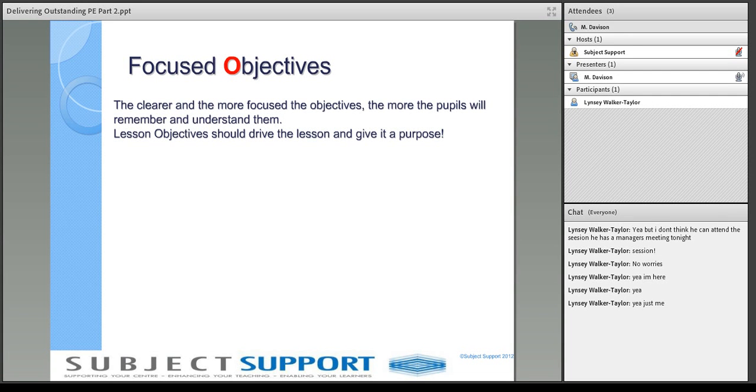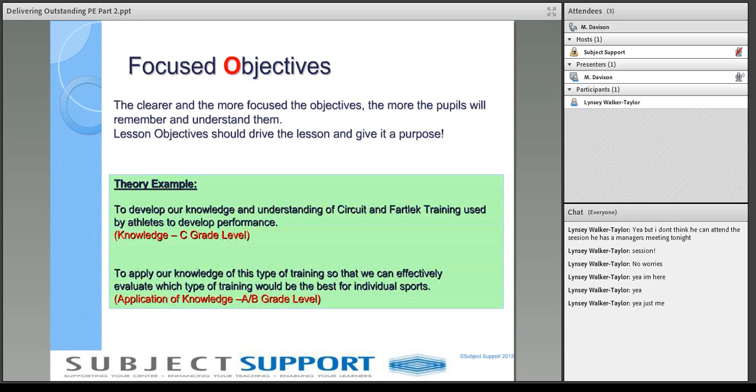But I think really for me, the more focused these objectives are, the clearer they are, then ultimately the more chance the pupils are going to achieve well and come out with a good outcome. So first of all, let's look at some examples here. So this is a theory lesson, GCSE PE.